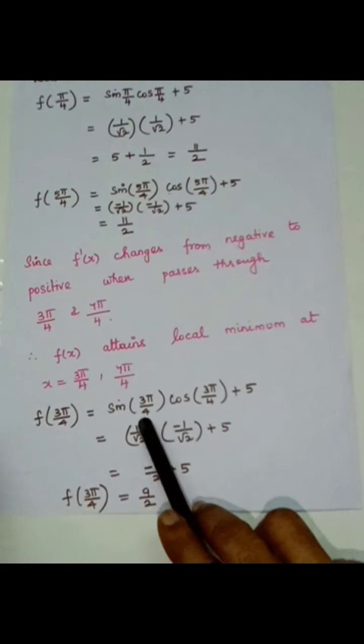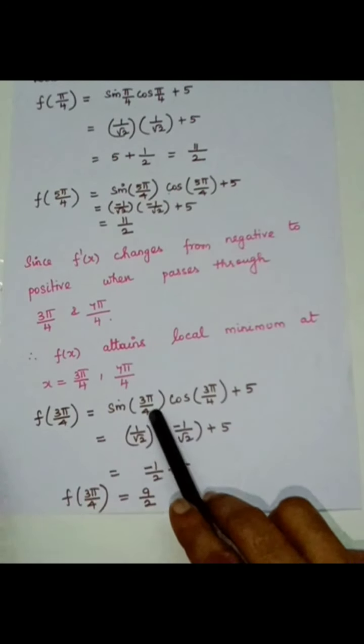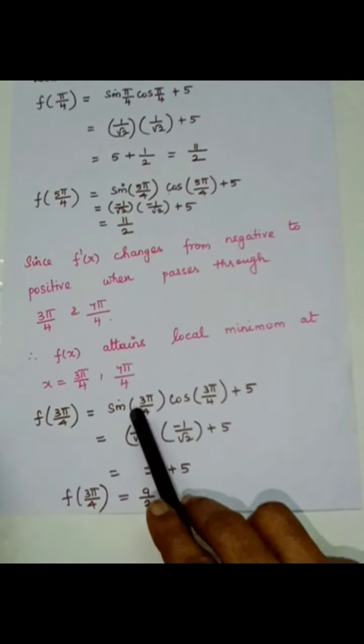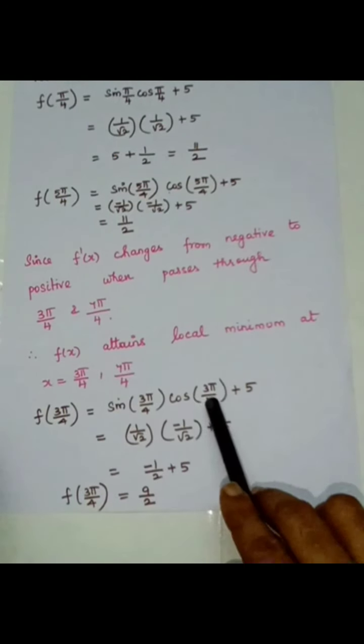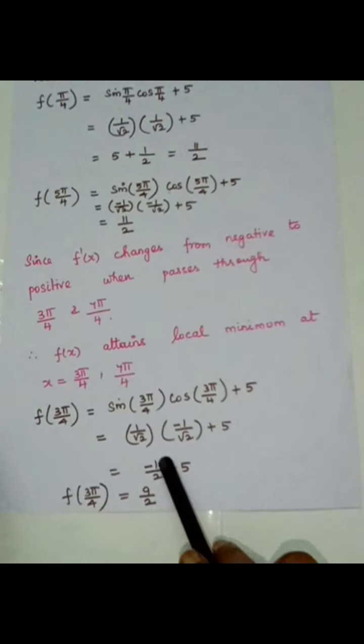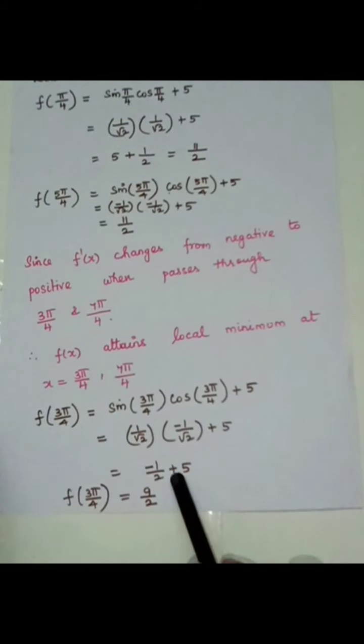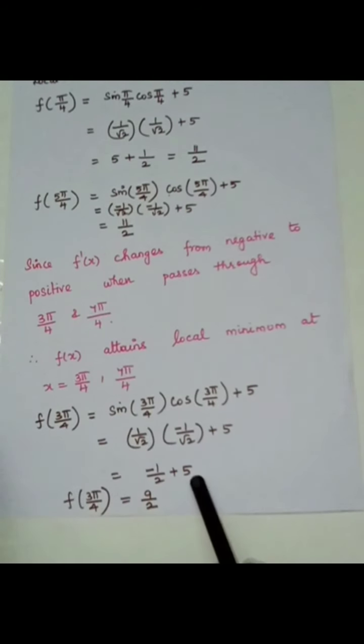Okay. So what is it? It is 135 degree. So it lies in the second quadrant. So sin is positive, your cos is negative. So minus 1 by 2 plus 5. If you take LCM, 10 minus 1, that is 9 by 2.